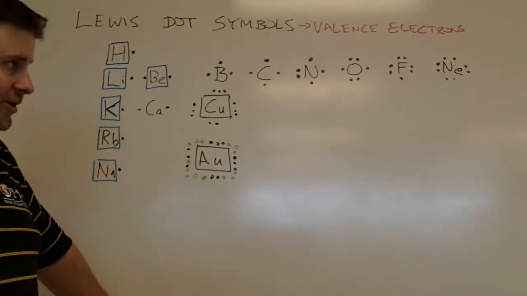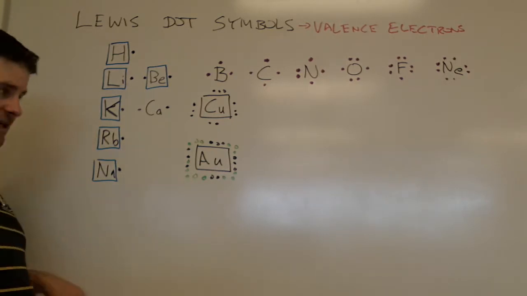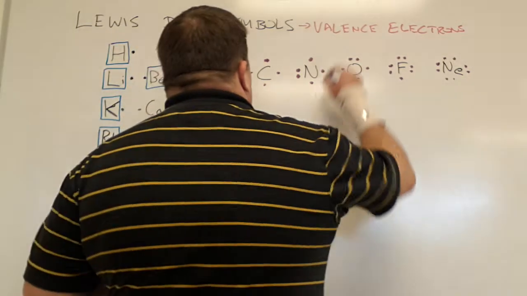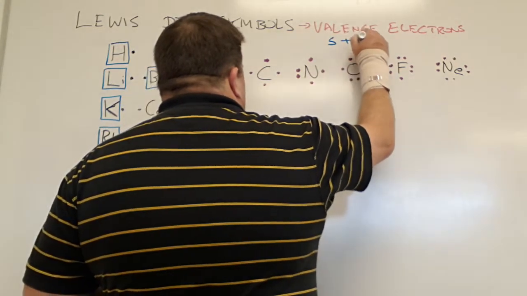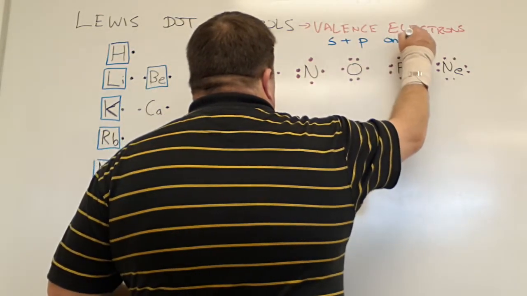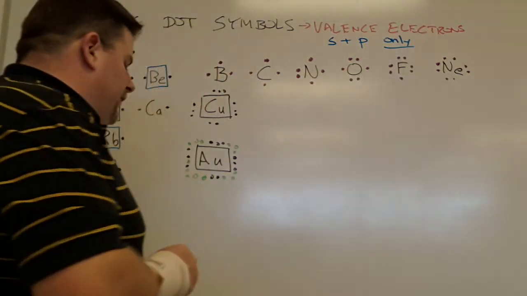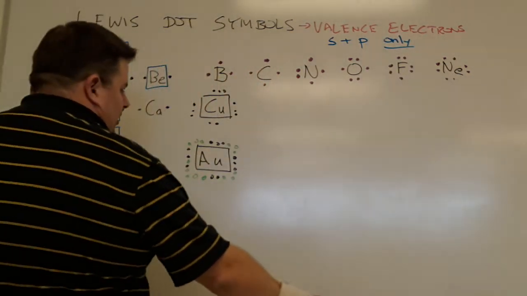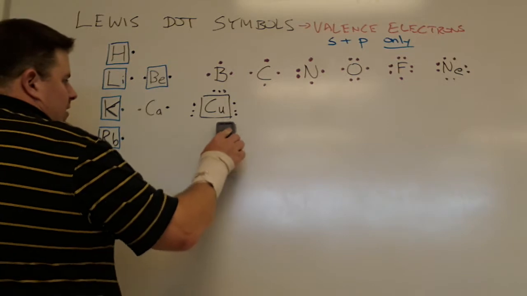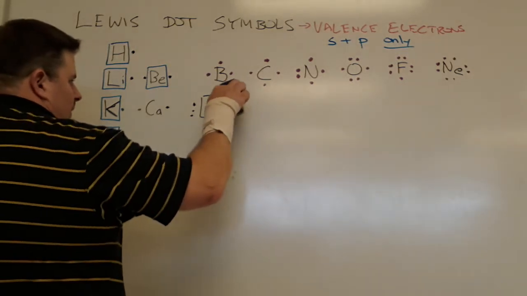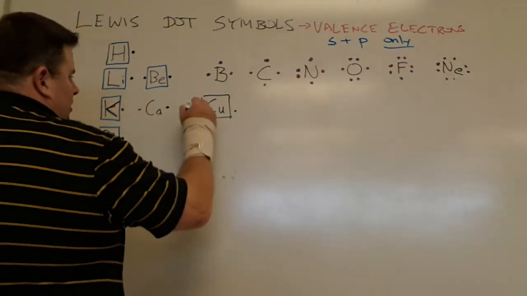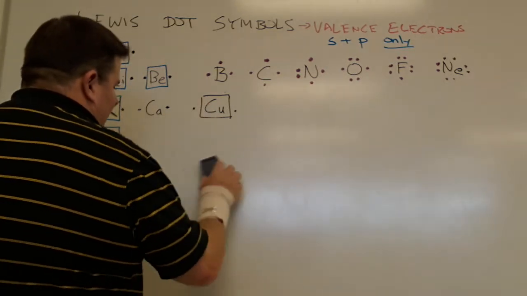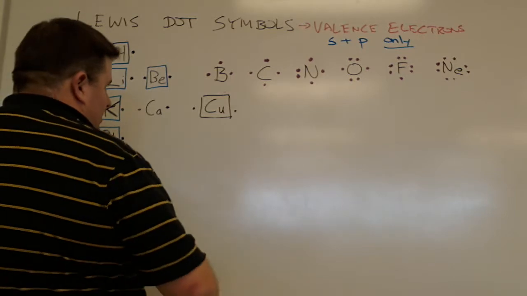So for Lewis dot terminology, I don't use D and F nomenclature. I use S and P only. So for copper, I would have the same electronic configuration as calcium, right? 2 dots on either side, because I have to ignore the D and the F. Otherwise, I'm going to get things that are messy.